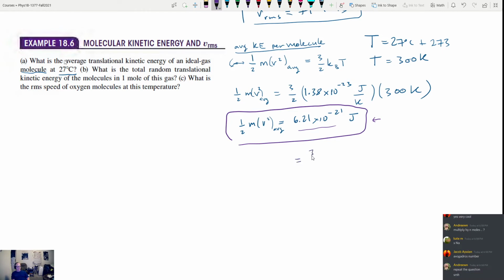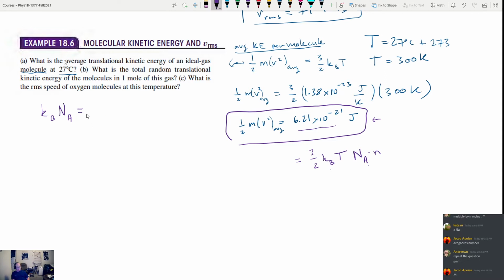So if we take 3 halves kB times T, and we multiply by Avogadro's number, and then we technically should also multiply by the number of moles, right? It's only 1 mole here, but technically if there were 3 moles or 1.5 moles, we would have to multiply by that as well, right? But remember, kB times NA is equal to something. What's that equal to? You look back in your notes or your textbook. What is that equal to?